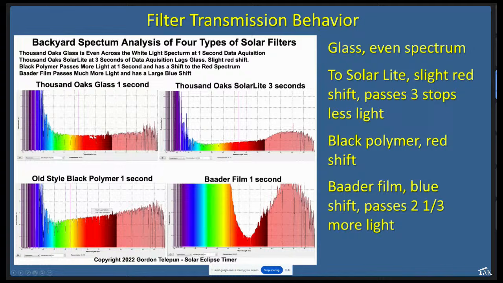Now, this is Thousand Oaks Solar Light film. And I could not even get data if I just had acquisition of a second. I had to do my acquisition of 3 seconds just to get this graph, because Solar Light film passes 3 stops less light. Then there's the old black polymer that Thousand Oaks used to sell. And you can see it passes a little more light, but it has a red shift. And then Baader film is all over the place. It passes 2 1/3 stops more light. It has a big shift to the blue, and it has a big shift to the red.